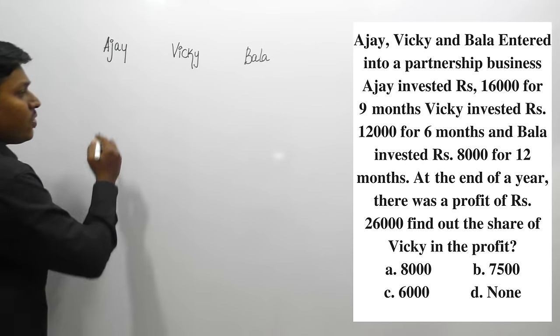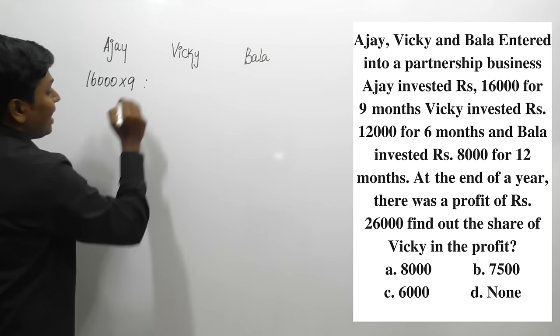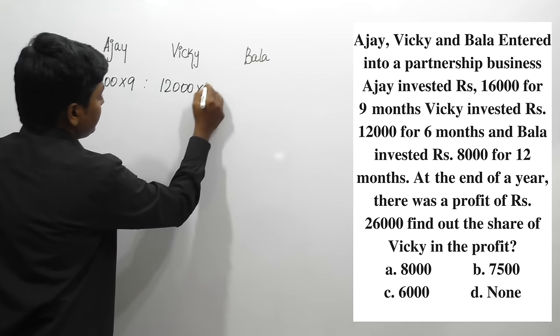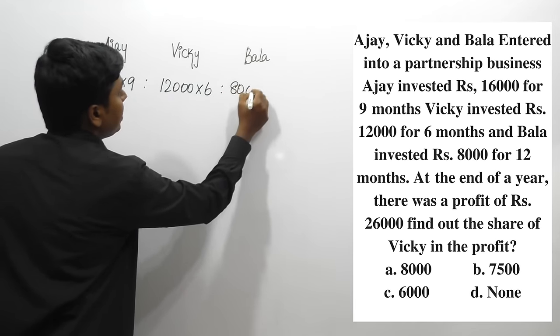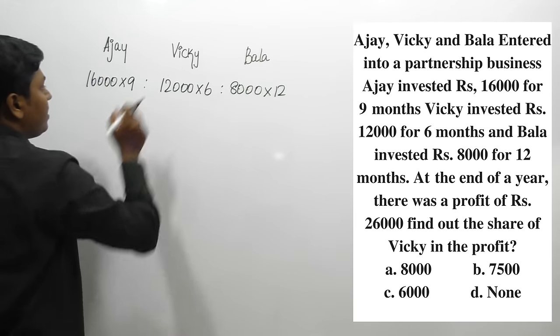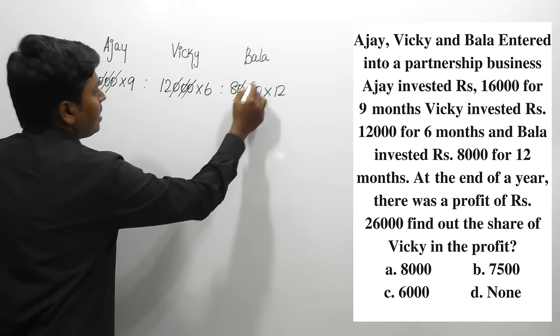So first of all, Ajay is 16,000 for 9 months, right? And the second person is Vicky. Vicky is investing 12,000 for 6 months and finally Bala is investing 8,000 for 12 months. Our target is to find what is the share for the person Vicky from the profit, right? So friends, we can cancel 3 zeros. So 3 zeros here and 3 zeros here.